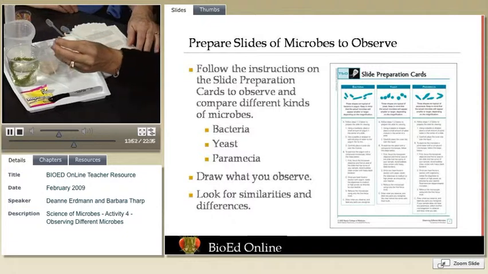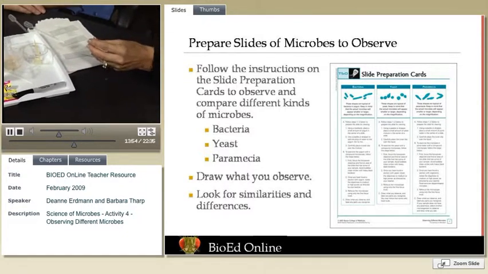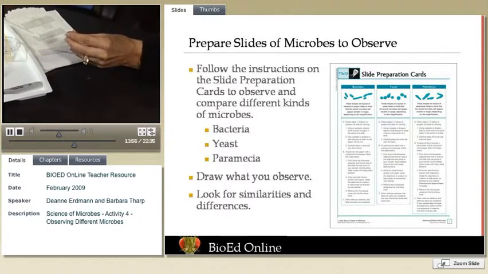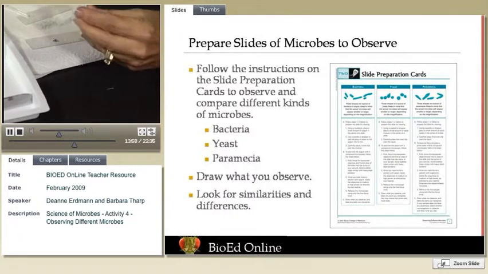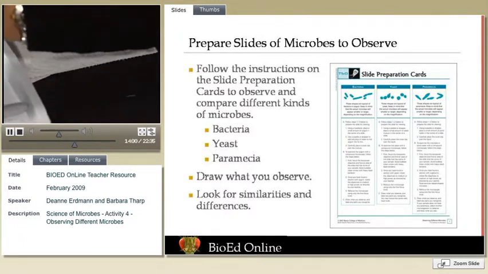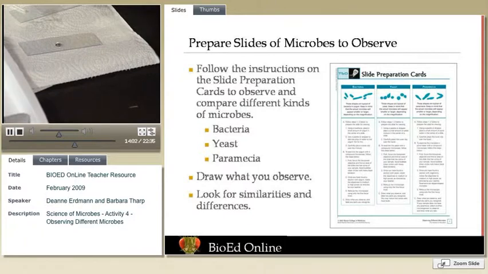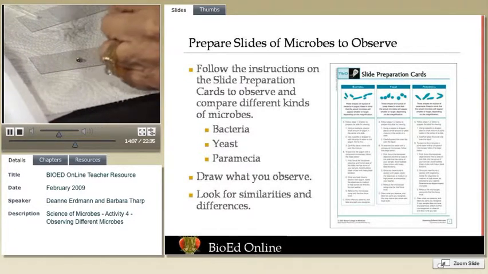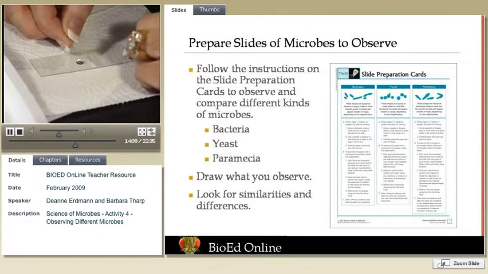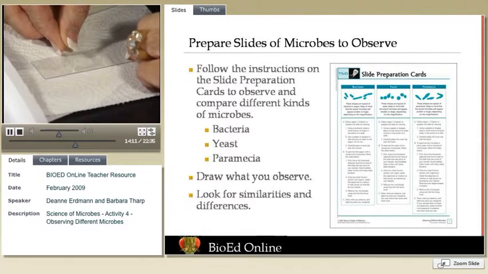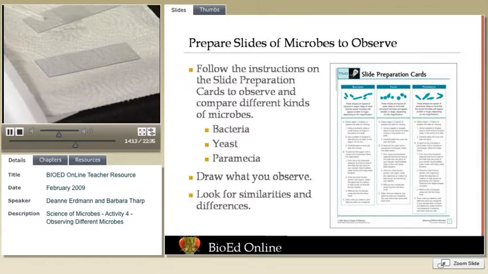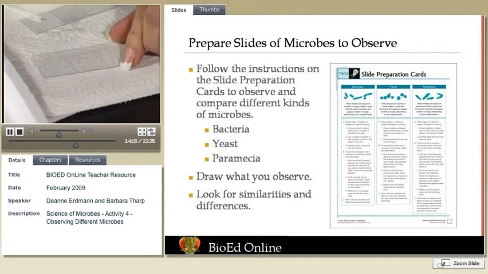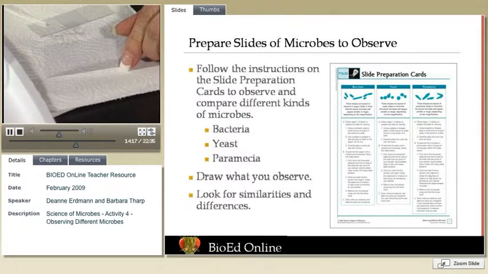This time I'm going to put a nice drop in the center. Okay. Oh, it's a beautiful drop. You want to try the cover slip? Yeah. Cool. There you go. Okay, now mine's invisible almost, but when you look at it, it's under there.